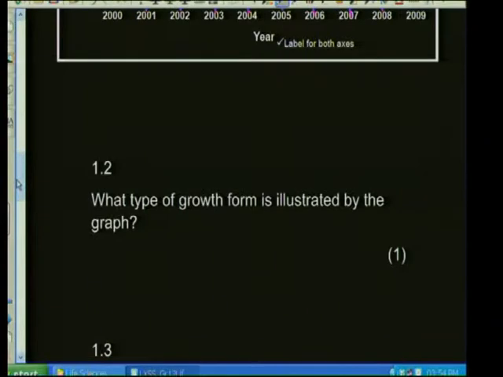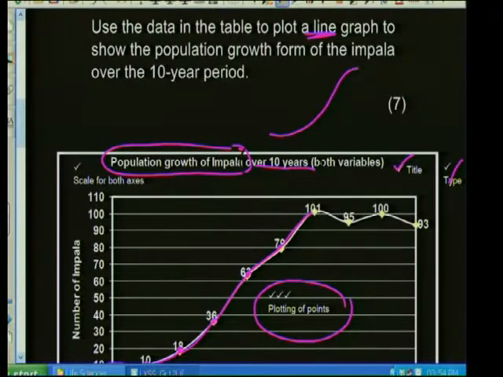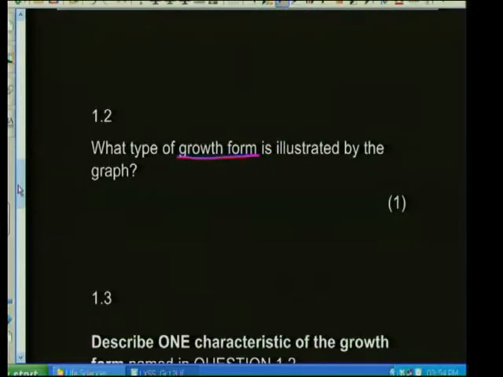So let's start. We're going to start with question 1.2. What type of growth form? All right, and you only had 2 to choose from. Remember, you had the J-shaped and the S-shaped, the logistic, and the geometric. This shows we have a nice pattern going up, and then it starts to stabilize. So for 1 mark, I'm going to just put S-shaped. You guys do have a variety of names, logistic, that you may use. I'm just going to use the one that I'm most comfortable with.